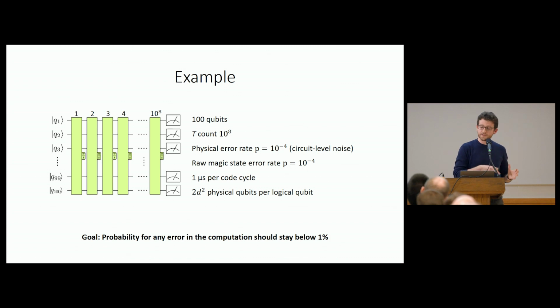To get actual numbers out of the resource overhead, let's assume that the physical error rate of our device is 10 to the minus 4, assuming circuit level noise. The raw magic state error rate is also 10 to the minus 4. We'll assume that one code cycle takes 1 microsecond, and that each tile corresponds to 2d squared physical qubits, also taking measurement ancillas into account. Our goal will be to go through the computation in a way that the probability of anything going wrong stays below 1%. Let me show you what I mean by that.